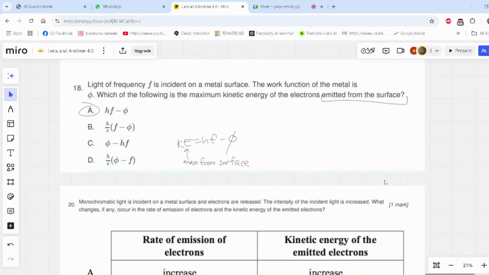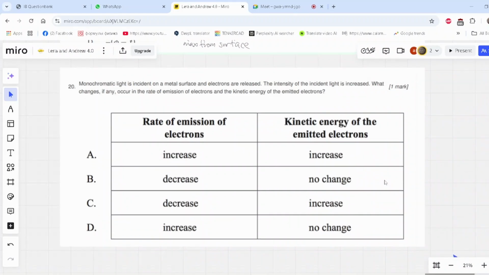Okay, and the last one is number 20. Monochromatic light is incident on a metal surface and electrons are released. The intensity of the incident light is increased. What changes, if any, occur in the rate of emission of electrons and the kinetic energy of the emitted electrons? Well, the rate of emission of electrons also increases. So the kinetic energy, no change. No change, yes. D, right? D. Yes.